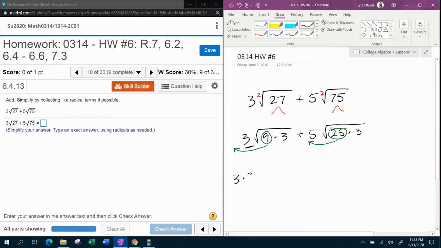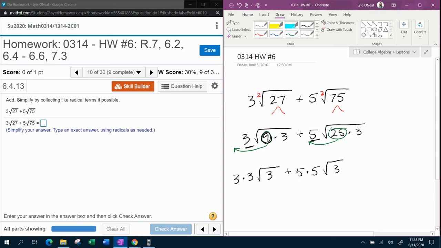Notice there was already a 3 out there, and those 3's are going to multiply. For the other radical, the 25 comes out as a 5. The square root of 25 is 5, but there was already a 5 out there, and so those 5's are going to multiply.